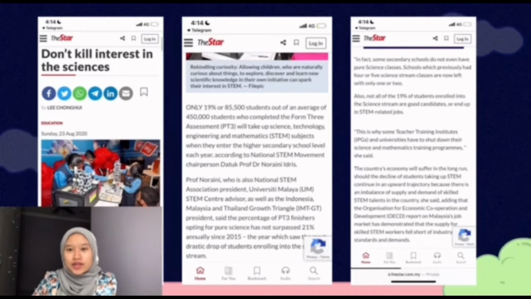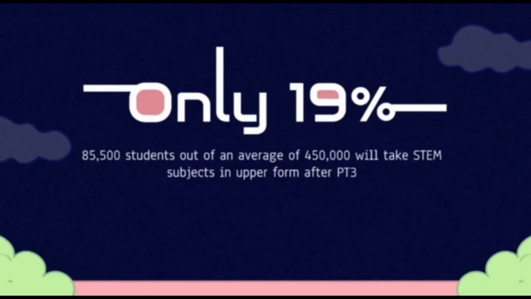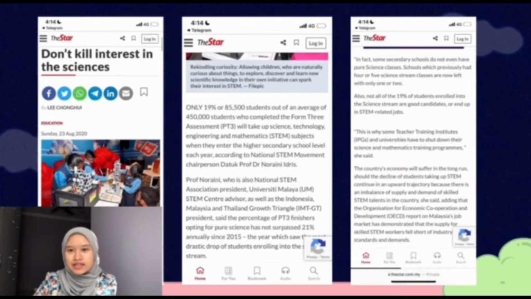The reason why we need student interest and engagement in our science classroom is because we can see the problem stated in an article in the Star. Our National STEM Movement Chairperson, Professor Dr. Nuraini Idris, stated that only 19% of the students who pass their PT3 will take up STEM subjects in their upper form, which is quite a small number of students.